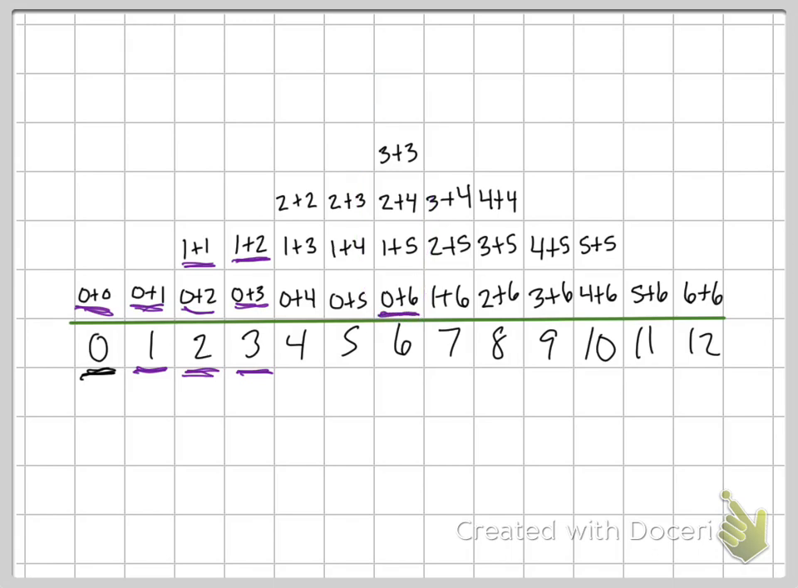I can have 0 dots and 6 dots, 1 and 5, 2 and 4, or 3 and 3. After that, there are fewer ways to have the other numbers. 7 only has 3 ways to make 7. 8 has 3 different ways we can make 8. 9, there's only 2 ways to make it. 10, only 2. And 11 and 12, there's only 1 way to make those dots, because you can only have a total of 6 dots on each half.